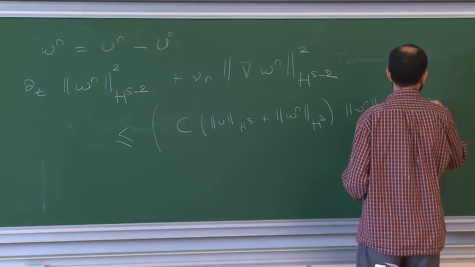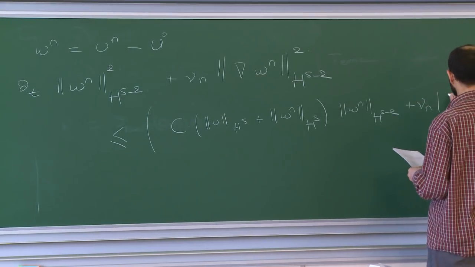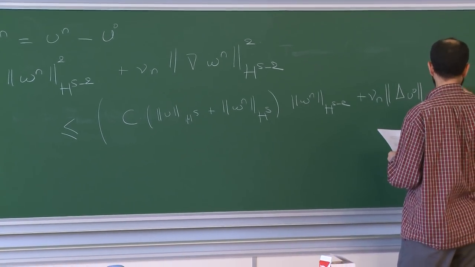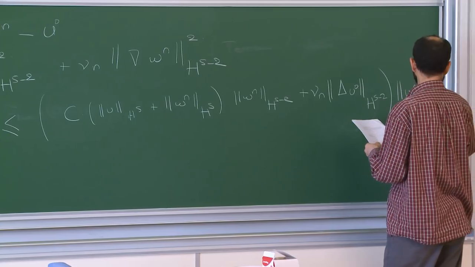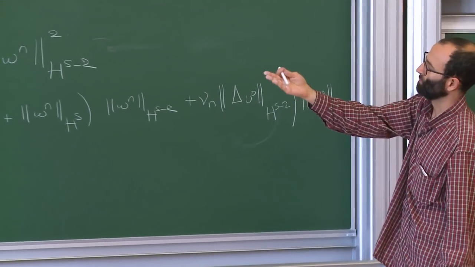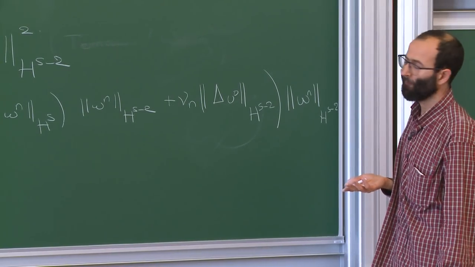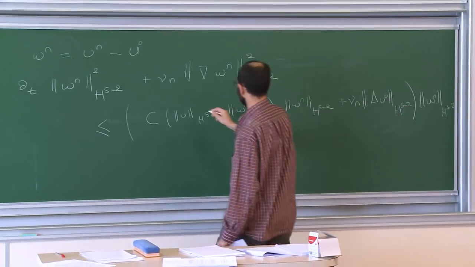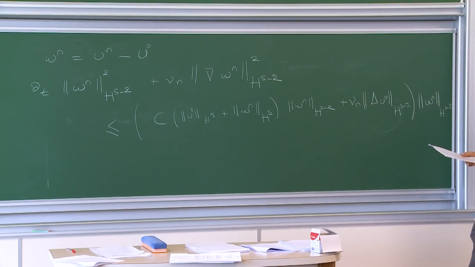And then you get a term that comes from the viscosity applied to the Euler term. So the reason you can only do this at a lower regularity, you can ask why you cannot do this at the level HS? Why can you only do it at the level HS minus 2? This is 0. Okay. And this is 0, yeah.